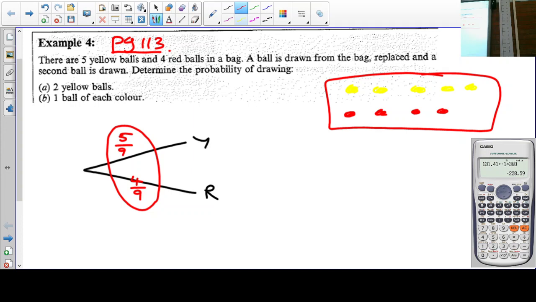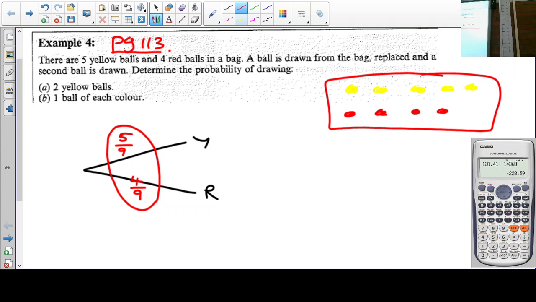Here we go, well done. Together they give you 1. Right? 5 over 9 plus 4 over 9 is 9 over 9, which is 1. And what does 1 represent here? Everything. Yes, well done. 1 represents everything.